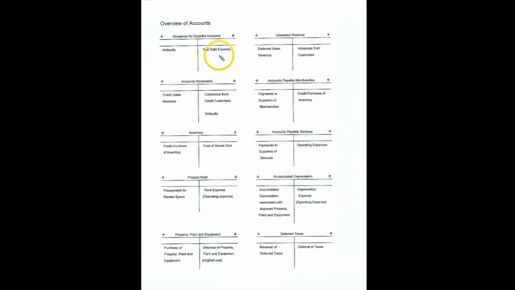So bad debt expense causes the allowance for doubtful accounts to go up, and if we write off actual accounts, it causes it to go down. So I think you'll find this to be a great review for you. If you forget, just come back to these beginning pages and you can sneak a peek.